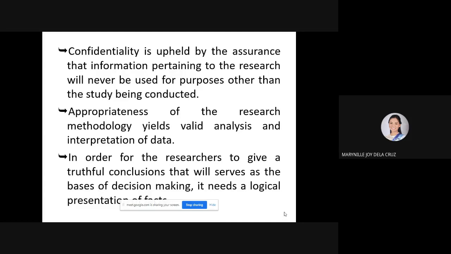Next is the appropriateness of the research methodology, which yields valid analysis and interpretation of data. Meaning, like I said, in module one and module two, you're going to think and plan the process of your method: who your respondents are, where you're going to collect it, how many they are, when you're going to collect it, what your step-by-step process will be, what instrument you're going to use, and how you're going to analyze it.